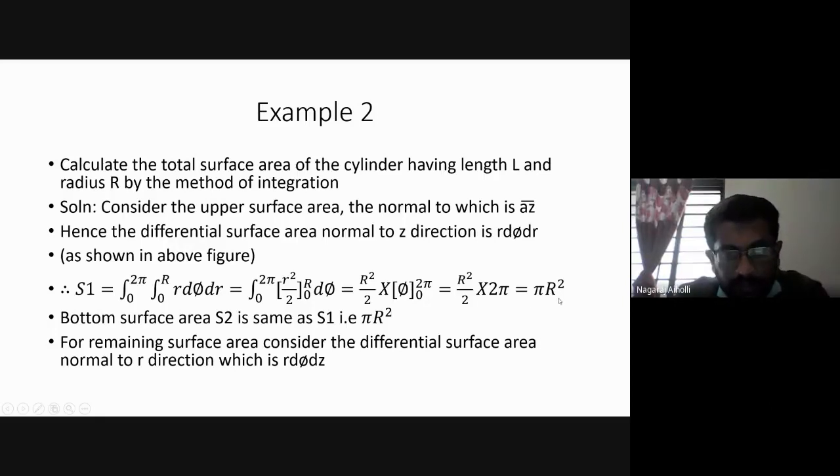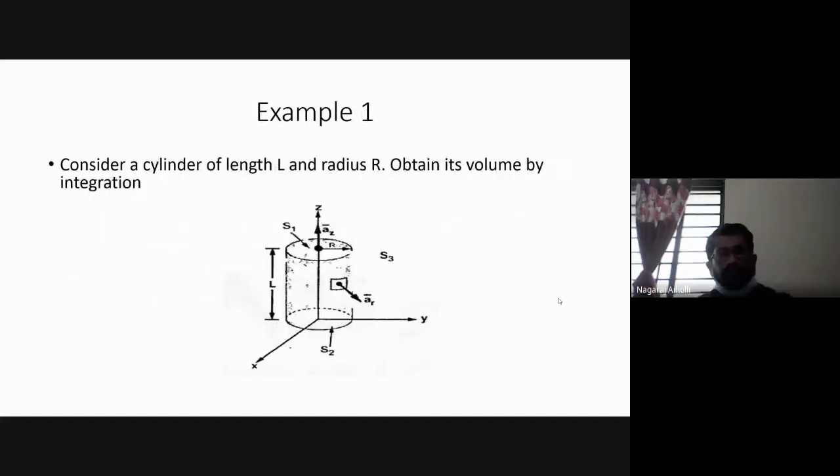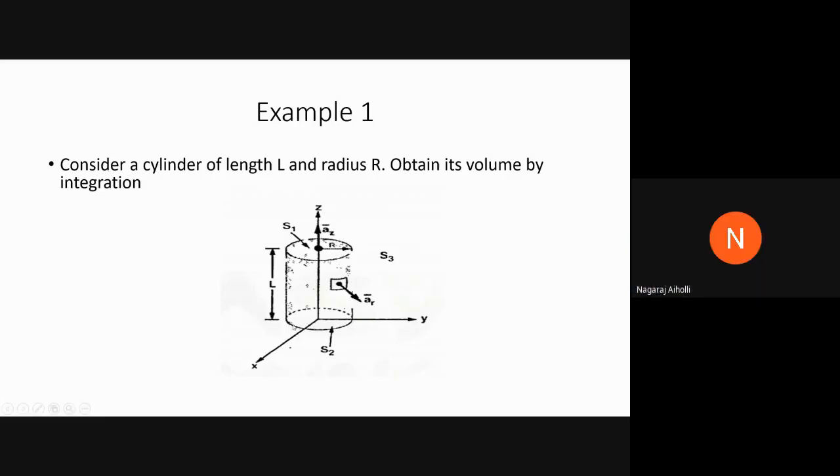What about the surface area of the bottom surface, students? S2, how much will it be? Same. Exactly, it will be the same, that is pi R square only. Both are identical, they are parallel, and hence the bottom surface area is also pi R square.